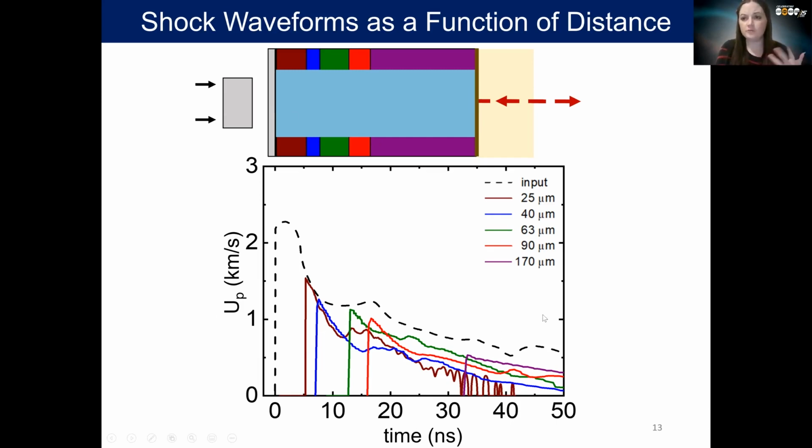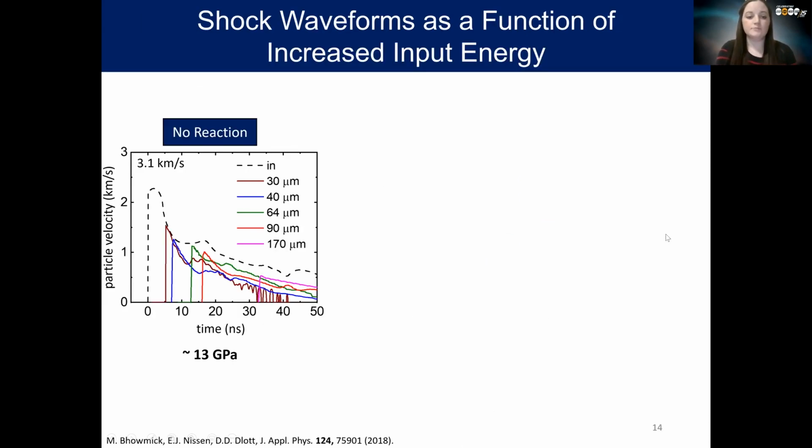So this is the least interesting graph I'm going to show you today. This is actually when we have no reaction. If you can imagine, there's a shock entering the material, and if there's no reaction, that shock is going to slowly dissipate as it travels through increasing amounts of nitromethane. Now, in the next slide, I'm going to show you this exact same figure. This is particle velocity versus time, no reaction, for an input of 13 gigapascals.